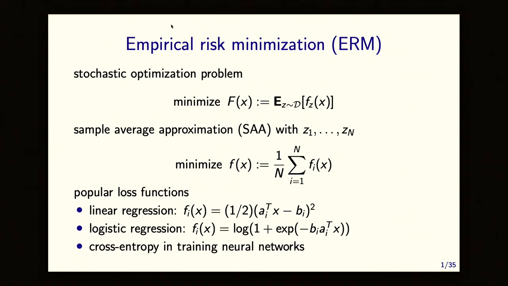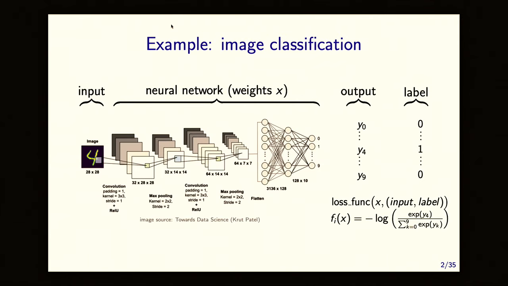The popular loss functions include linear regression and logistic regression. That's the standard convex loss. And for training neural networks, to make it a little bit more concrete, we have something like this. The input will be an image for image classification. You have labels. This is, say, digit number 4. And then you have the neural network, the weight matrix multiplication, with certain nonlinearities. At the end of the day, you have 10 numbers, y_k, between 0 and 1, and you have this cross entropy loss. But this is non-convex in general in terms of the weight matrices of the machine learning model.